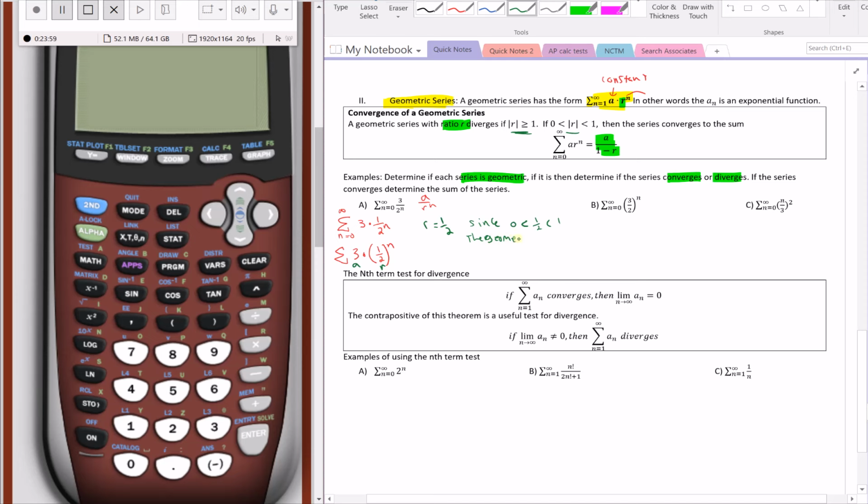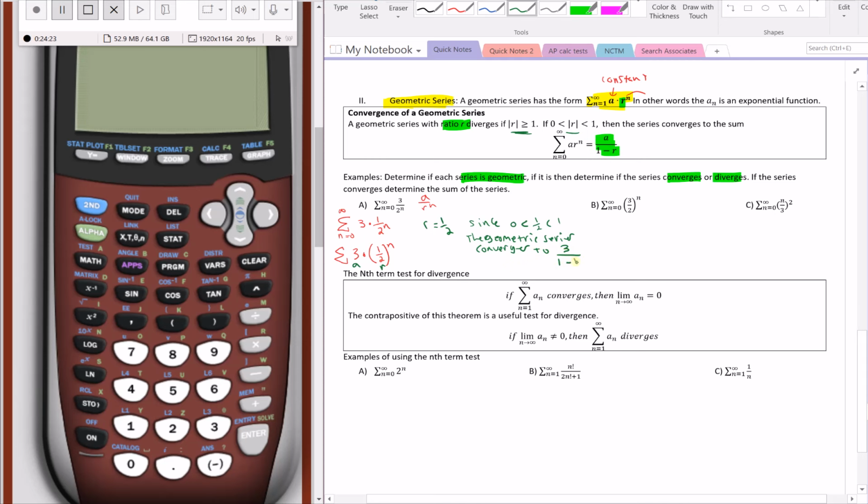The geometric series converges. Now we need to figure out, since it does converge, what does it converge to? And it's not that easy. It's going to converge to a divided by 1 minus r. So it's going to converge to a, which is 3, over 1 minus r.